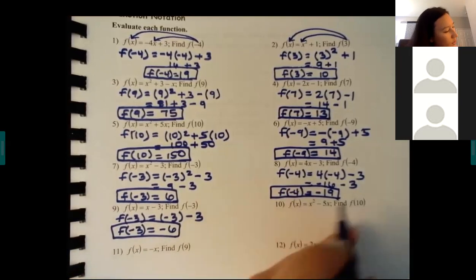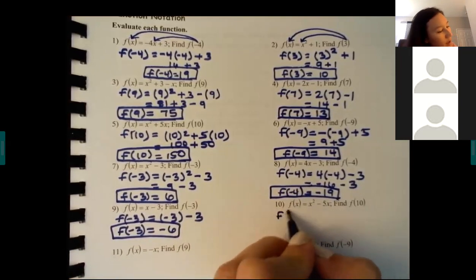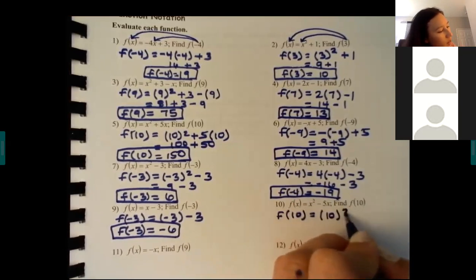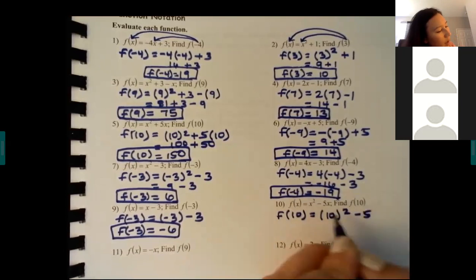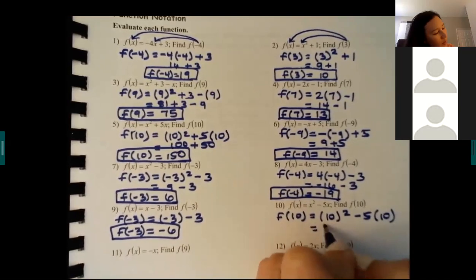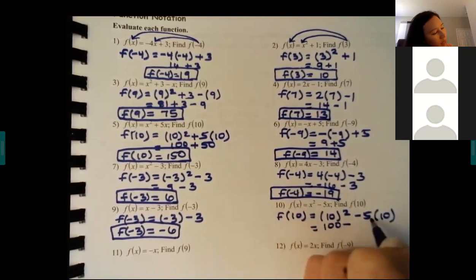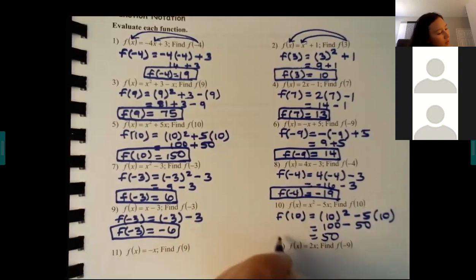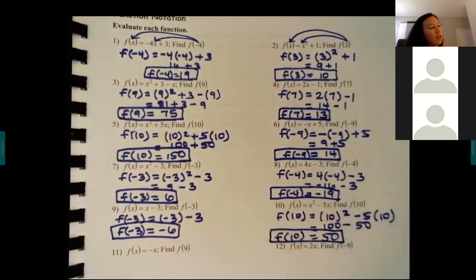And then I'll just go ahead and do the last one. So we have f of 10 equals x squared. So 10 squared minus 5 times x, which is 10. So 10 squared is 100 minus 5 times 10, which is 50. 100 minus 50 is 50. So f of 10 equals 50.